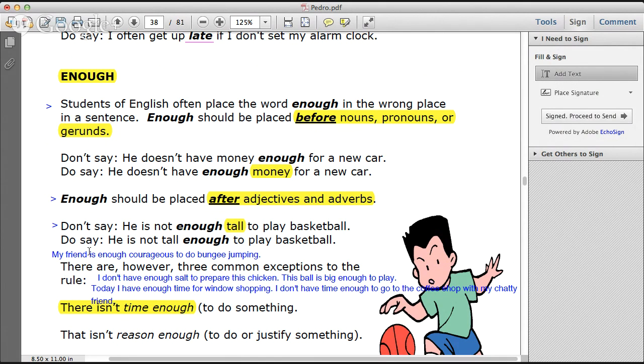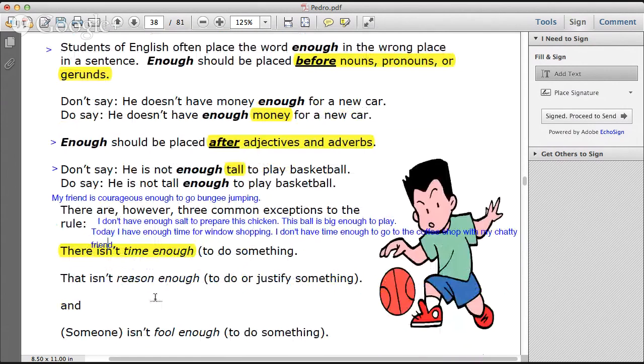So we want to say my friend is courageous enough. Courageous enough to do bungee jumping. And here we're probably going to say to go, to go bungee jumping. Now we're using an adjective. We're describing the friend. We're putting enough after the adjective, and everything looks right. All right, very good.